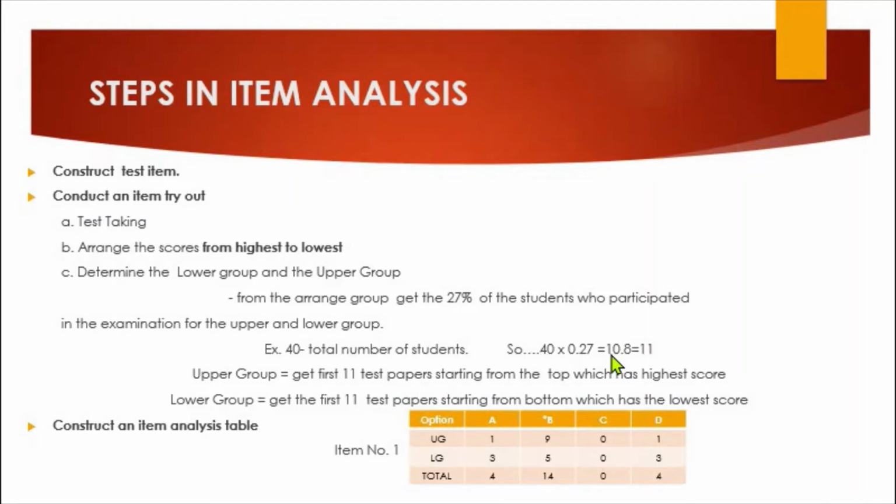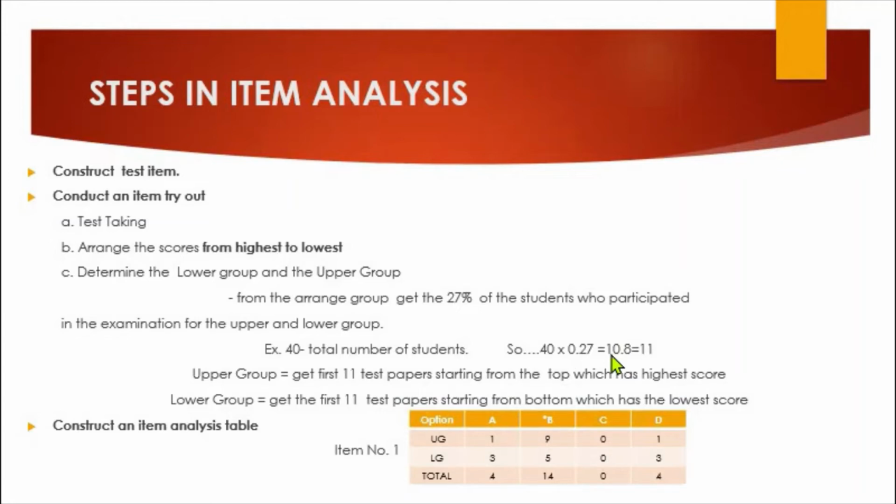So, para ma-determine natin naman yung alin ang upper group doon, kunin natin ang test paper at mula sa taas, magbilang tayo ng 11 test paper. So yung 11 test paper na makukuha mo, yun yung magiging upper group mo. So, kailangan mo yung i-separate.